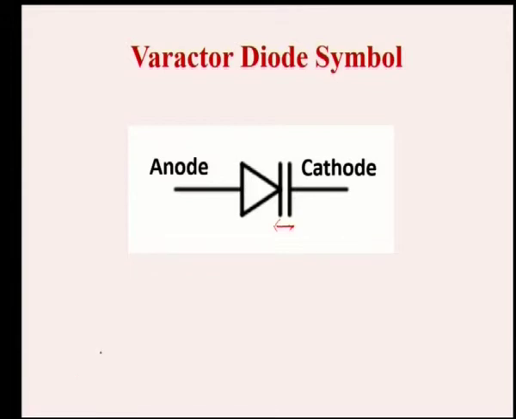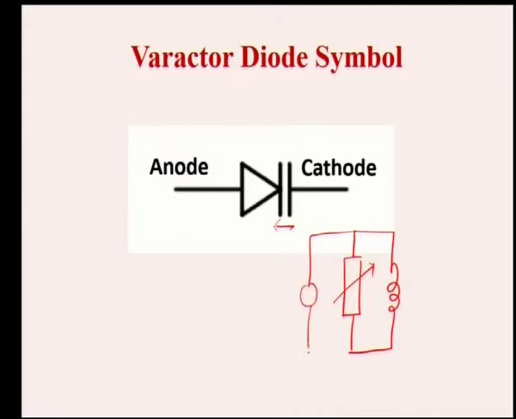We have already seen that if we connect any variable reactance element in the tank circuit, it acts as a variable reactance element. Here we are going to connect this varactor diode, and we reverse bias this diode. Now what happens? The reactance of this element, that is capacitive reactance, is varied in accordance with the applied voltage. One important point to be noted here is that this device has to be reverse biased. Now we can easily generate a frequency modulated signal using this varactor diode by simply connecting it in the tank circuit.